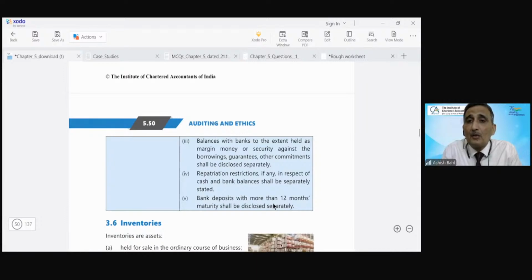Balances with banks to the extent held as security against borrowings, as margin money. The company may have some balance with the bank as margin money for availing some facility. So these are to be separately stated. Repatriation restrictions shall be separately stated. Repatriation restrictions means whether the money can be repatriated, that is, sent outside, or not.